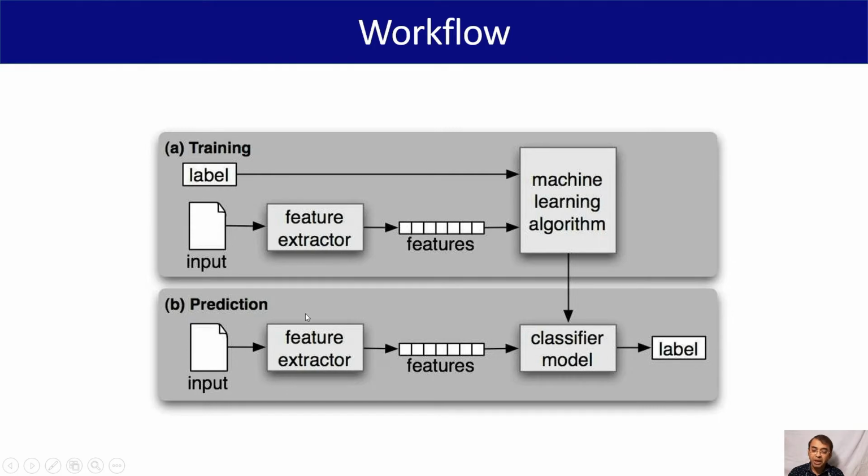As you can see in the prediction, here you have to give the input, and once again the feature extractor algorithm will extract the features like shape, color, type, etc., and it is given to the classifier model, that is the model we are talking about. Then the model will give some output like red apple, yellow apple, or apple logo. So that is the workflow of any machine learning algorithm.